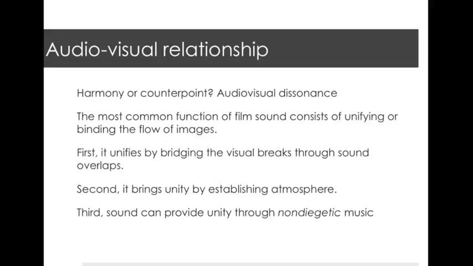So you would have sound overlap, whereas visual breaks would be one thing. Second, by creating an atmosphere for the scene, it connects a lot of disjunct scenes into one unity, because the commonality of the atmosphere would make them all feel like they're part of one logical idea. And then you can provide a unity through the non-diegetic music. And film scoring is a big part of what the composers are doing, trying to create unity through the kind of music that they choose.